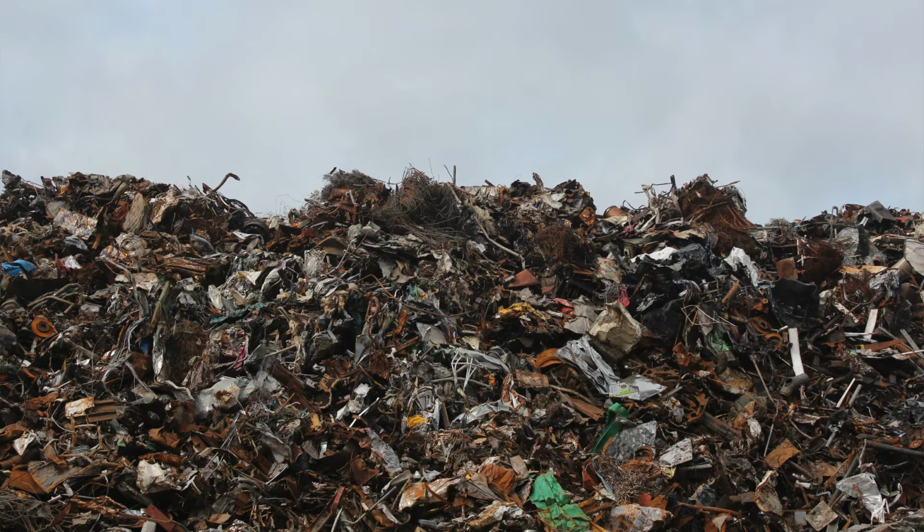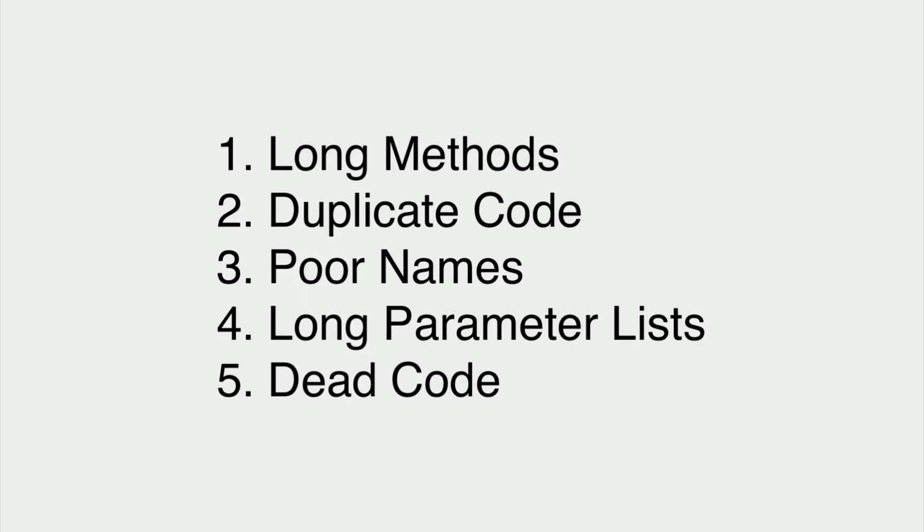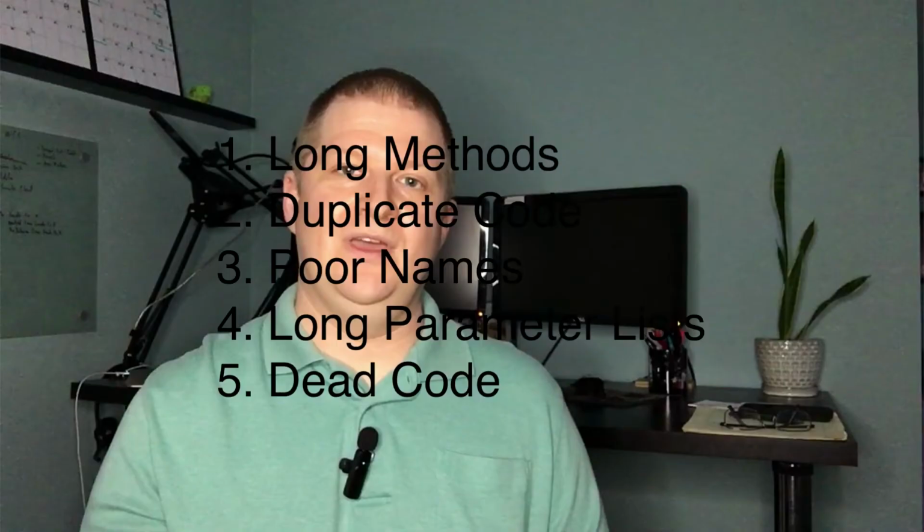Now we need to look for some code that needs to be refactored. The way that we do this is by looking for code smells, things about our code that make us look at it and go, "Pew." There are lots of different code smells. Some of the easiest to find are long methods, duplicate code, poor names, long parameter lists, and dead code. In future videos, we'll go over some different code smells and what we can do about them.